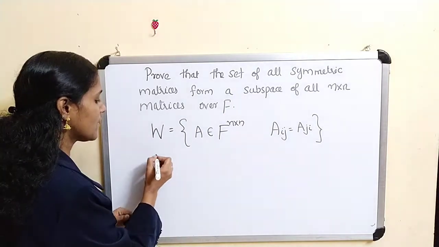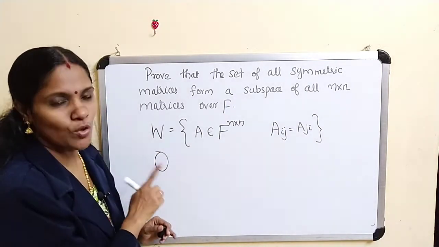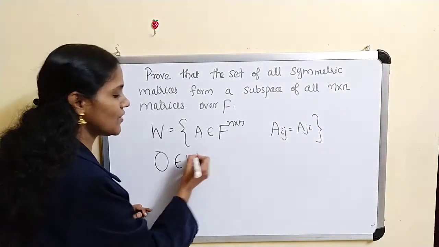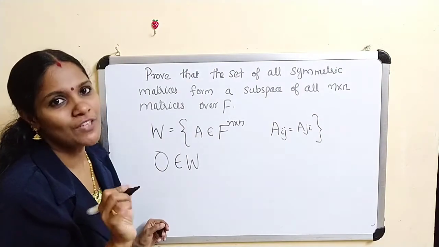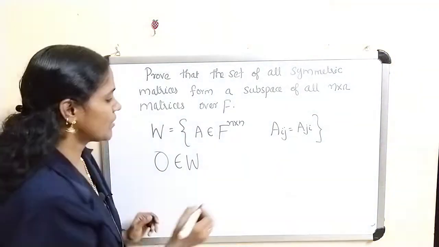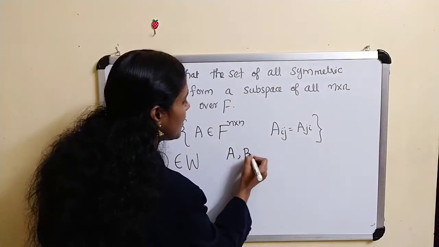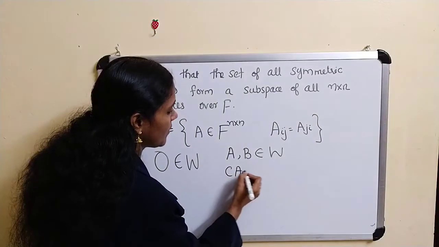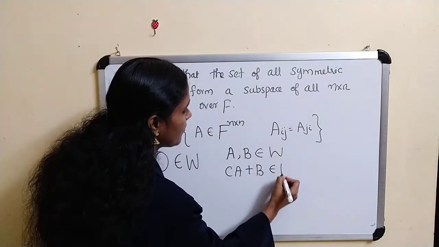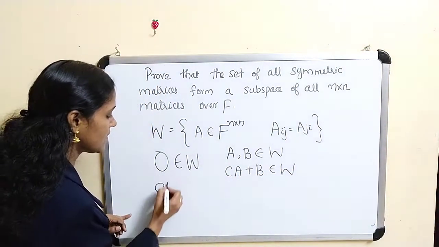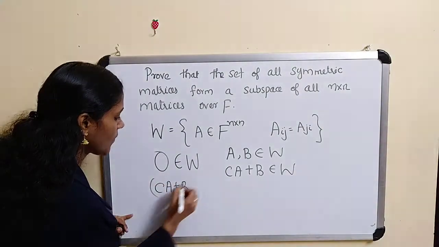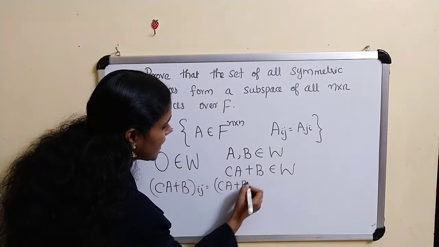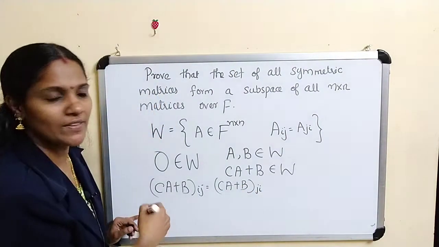So here, clearly, if you consider the 0 matrix, this is a symmetric matrix. Therefore clearly the 0 matrix belongs to W, so W is non-empty. Now if you take two elements A, B belongs to W, we have to check whether CA plus B belongs to W. That is, we have to check whether (CA plus B)ij equal to (CA plus B)ji. We have to check whether this holds.